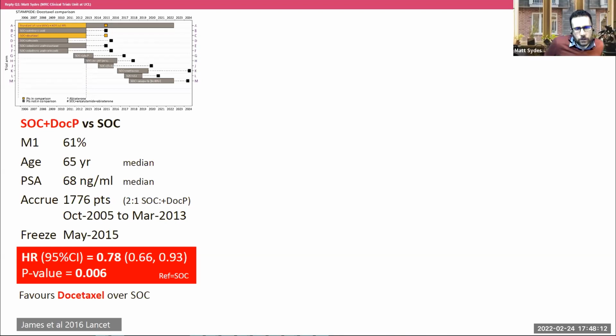So I feel sympathetic to everything that Lisa said there, but I feel a bit more cautious about whether non-concurrent controls are going to be very useful in a lot of instances. Let me give you an example of some data that came out from the Stampede trial, a large platform protocol in prostate cancer. These are the data that came out of one of the first results.